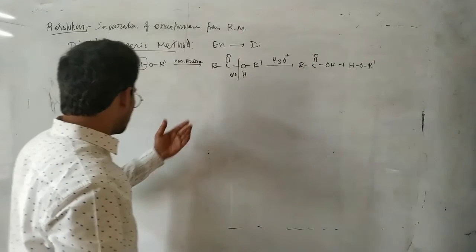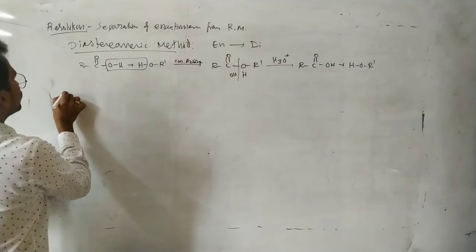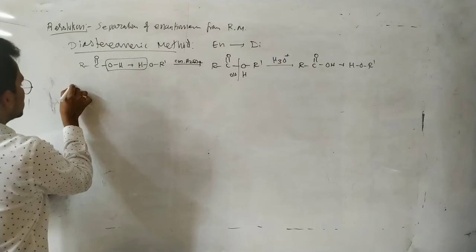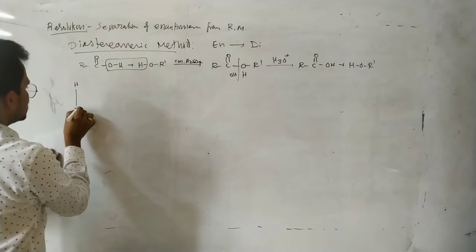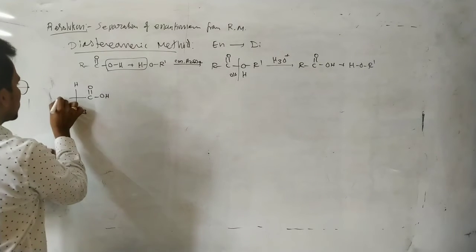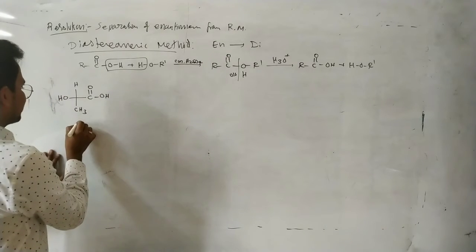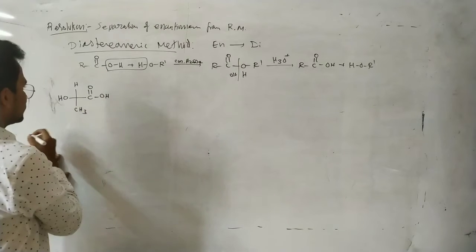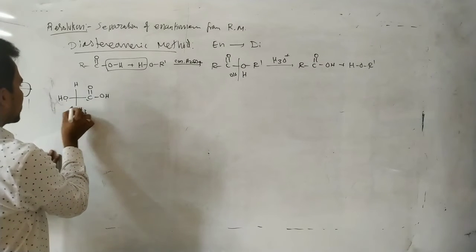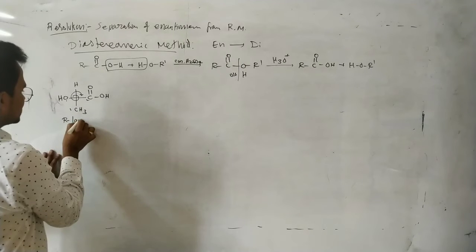So how is this reaction useful? Take this one: hydrogen, CH3, and the carboxylic acid, with OH here. This is one isomer. Suppose first priority, second priority, third priority, 1, 2, 3 clockwise: R lactic acid.